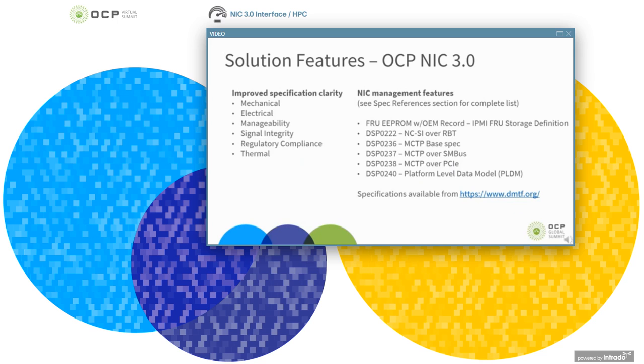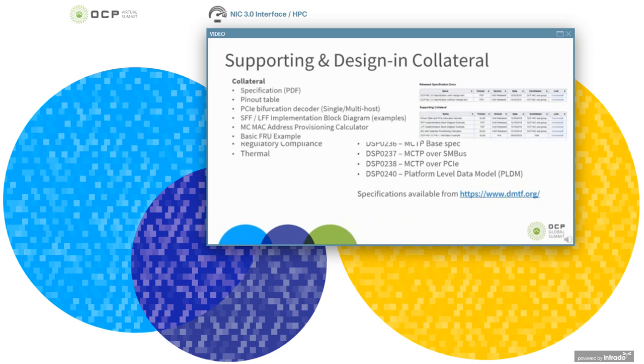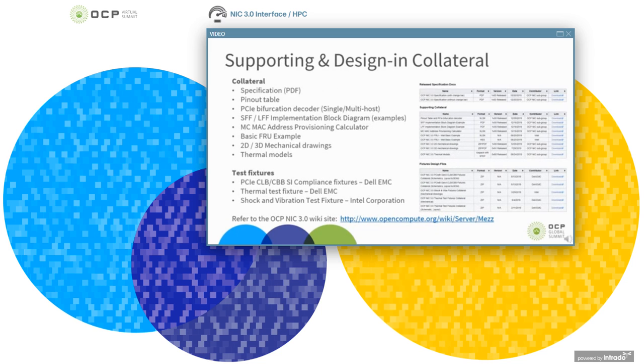The OCP NIC 3.0 specification details out the mechanical requirements and the electrical interfaces. We went through painstaking detail to define this. Manageability requirements are also well defined and are cross-referenced with industry standard specifications. We defined the SI requirements for PCIe and NC-SI over RBT for this form factor. The regulatory requirements are detailed out, and we also provide thermal guidance in the spec. OCP NIC 3.0 lowers the barrier to entry by providing a wealth of design-in collateral as shown on the screen.